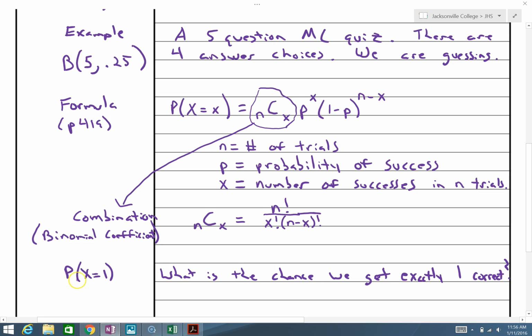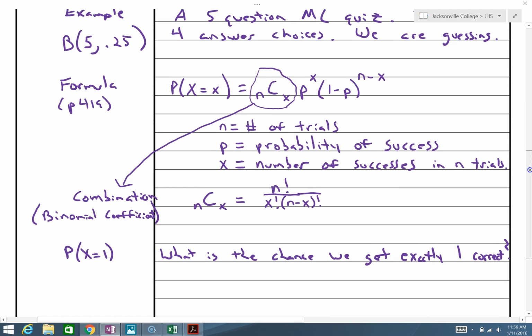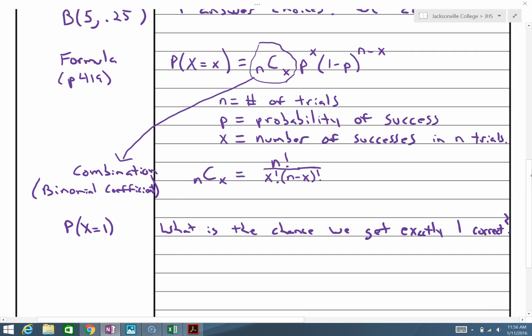That's my question. My random variable x is the number that I'm getting correct on this quiz. All right. I want to know what's the chance of us getting 1 correct. Well, let's start substituting into this little formula here. So I say probability that x is equal to 1.